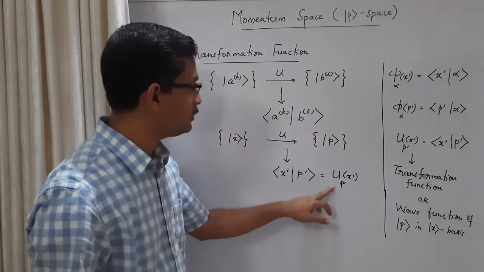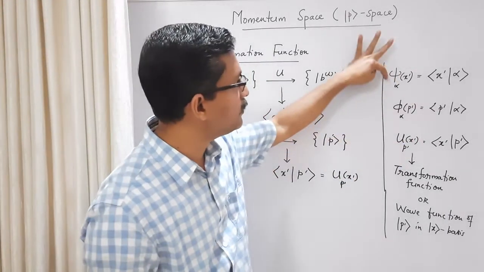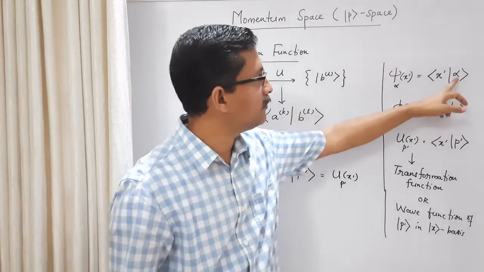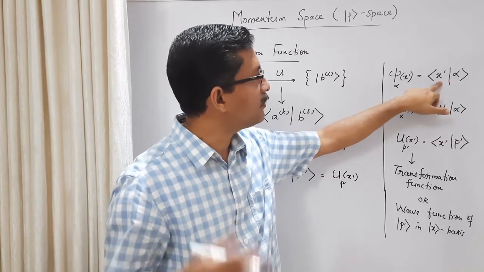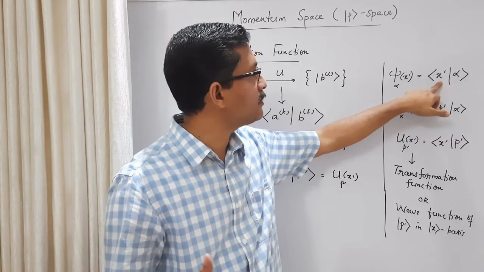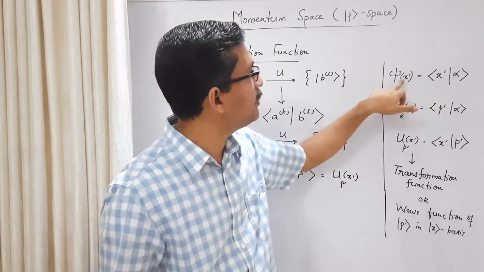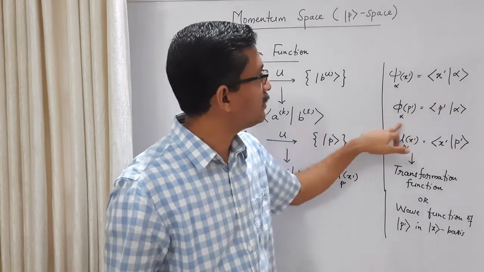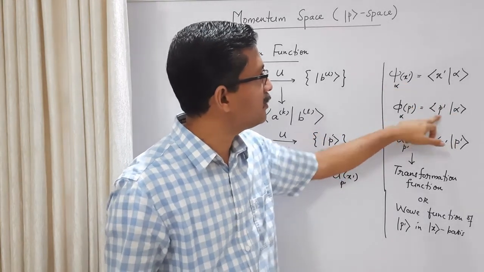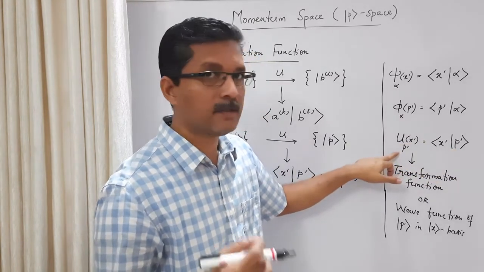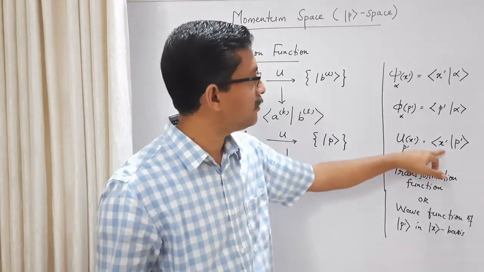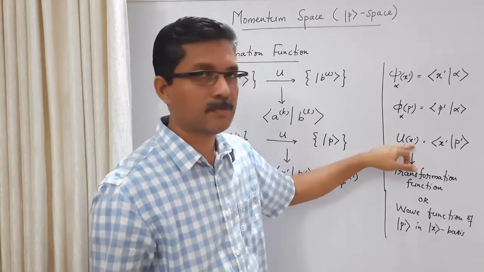Understand that this notation follows the same pattern as these two notations. The ket vector symbol comes here, and whatever basis we are using, the component in terms of that basis comes here. Here the ket vector is p prime, the momentum eigenket, and the component is along the position basis, right?